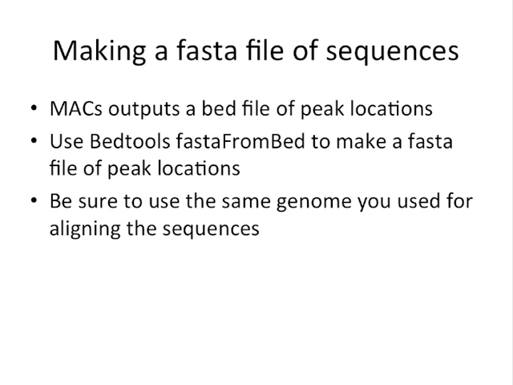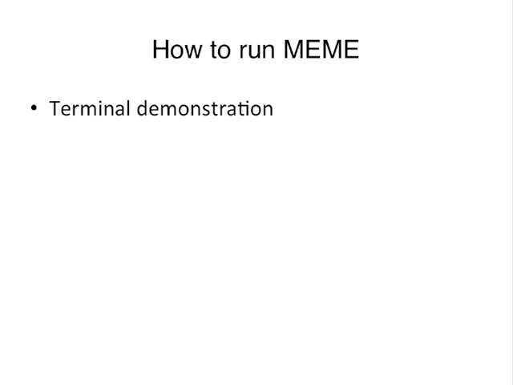One of the first things you have to do is make a FASTA file of the sequences. MACS outputs a BED file of peak locations. You can then use bedtools and a specific tool called getfasta, or fastaFromBed, to make a FASTA file of the peak locations. In order to do this, you give it the locations, which is the BED file of your peaks, but then you also have to give it a genome to pull the sequence from based on that location. So be sure to give it the same genome that you used for aligning your sequences.